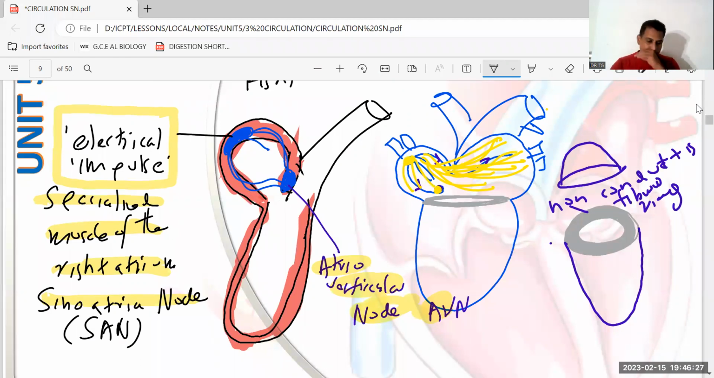Okay, if you have time, just go through it a little bit for a better understanding of the cardiac cycle in the next lesson. We will continue next time, and just go through these lessons again and again, and try to remember as much as possible all the information about this lesson.